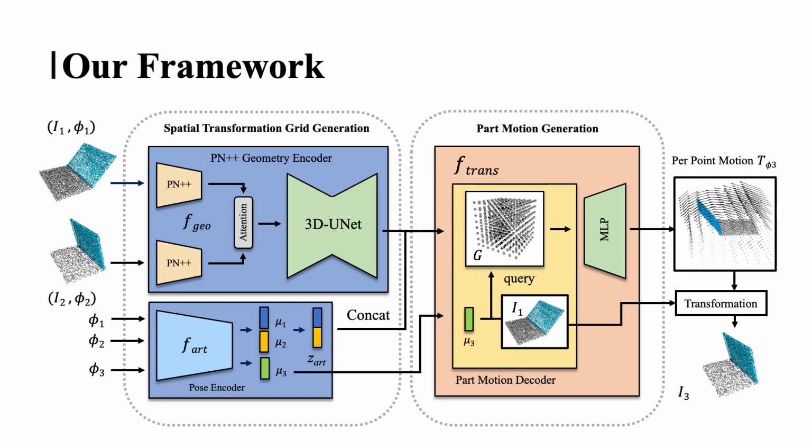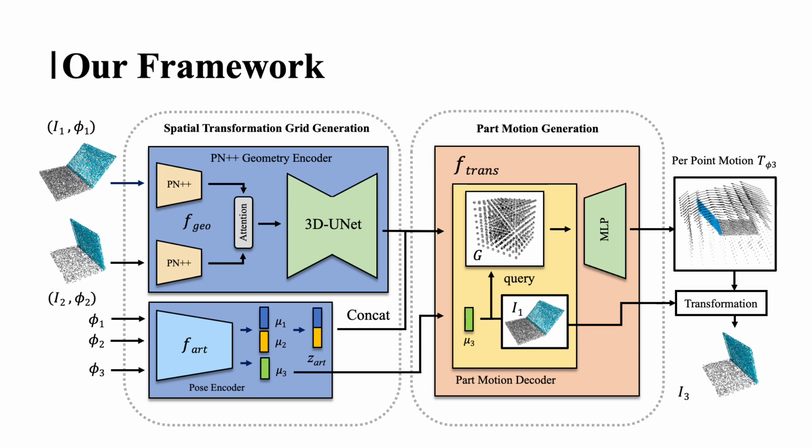It is composed of 2 modules: spatial transformation grid generation and part motion generation. For spatial transformation grid generation, first, PointNet++ with an attention layer encodes the 2 input point clouds into point-level features, with a 3D-UNet further encoding the features into a neural implicit grid with geometric information of the input point clouds. Then, we use MLP networks to encode the 2 part poses into 2 features, and concatenate them into the feature grid, making the neural implicit grid aware of part poses of the object.